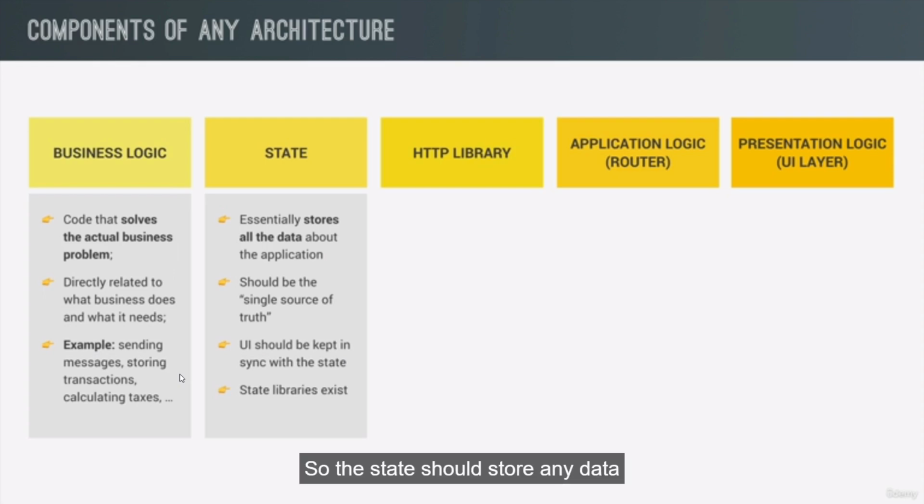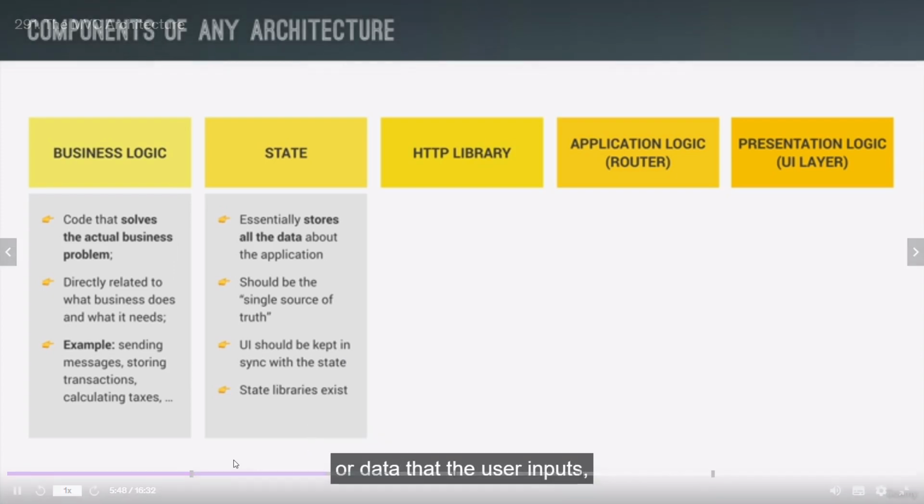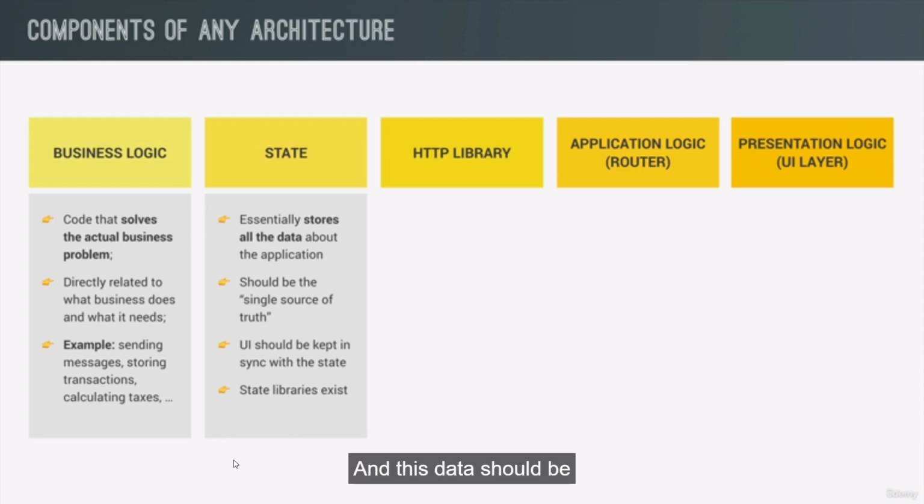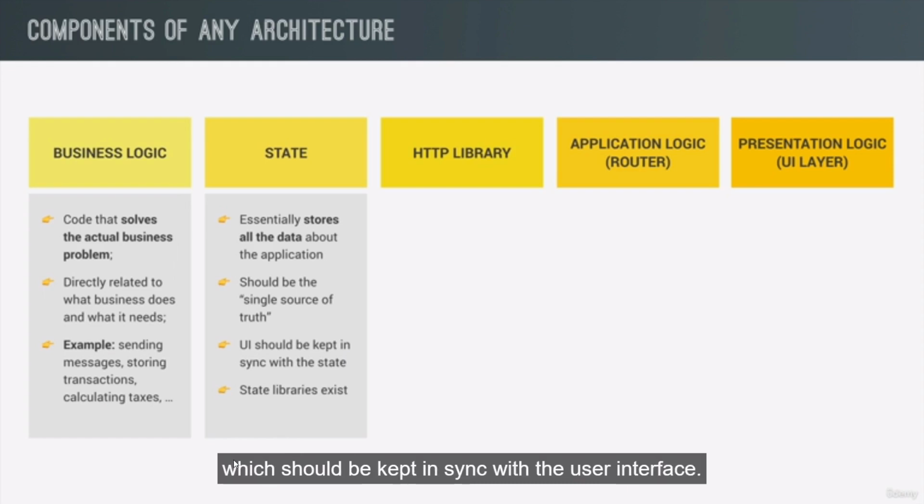So the state should store any data that you might fetch from an API, or data that the user inputs, or what page the user is currently viewing, and so on. And this data should be the so-called single source of truth, which should be kept in sync with the user interface. So that means that if some data changes in the state, then the user interface should reflect that. And the same is true the other way around.